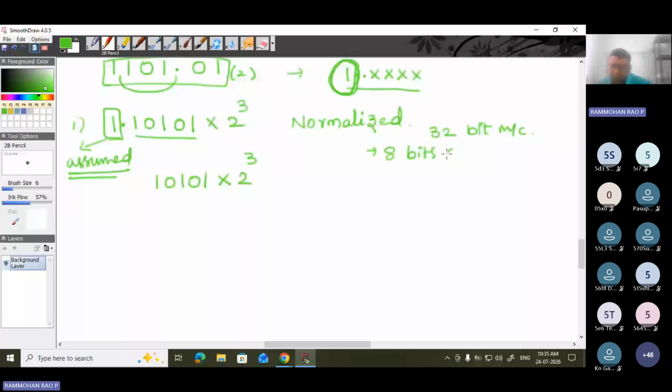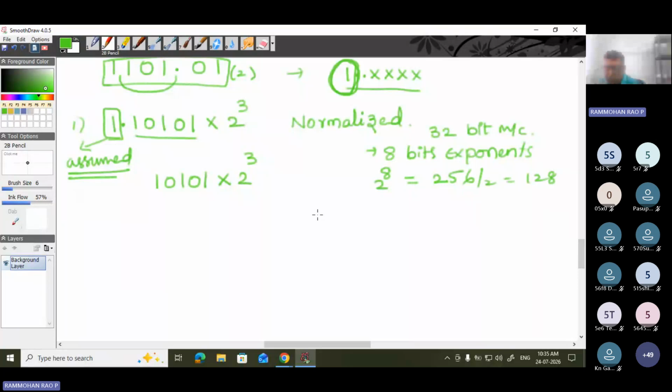With 8 bits, how many different numbers can be represented? With 8 bits, 2 power 8 different numbers, which means 256 different numbers can be represented. If I divide 256 into 2 halves, why do I want to divide 256 into 2 halves? Because the exponent can be positive, and the exponent can be negative. So to divide these exponents equally between positive and negative exponents, I will do 256 by 2, which is 128.